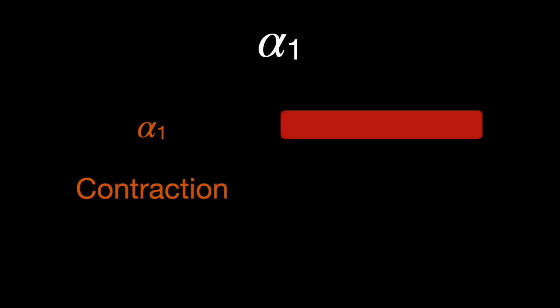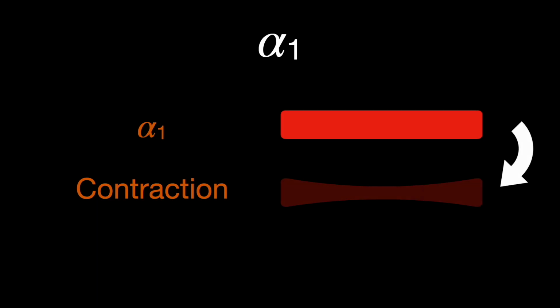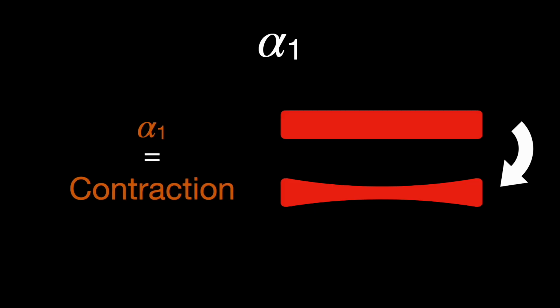Our first receptor is Alpha-1. When we think of Alpha-1, the first word that should come to mind is contraction. Just like a blood vessel constricting from this state to that state. Let's set up the equation then. Alpha-1 equals contraction. But how?